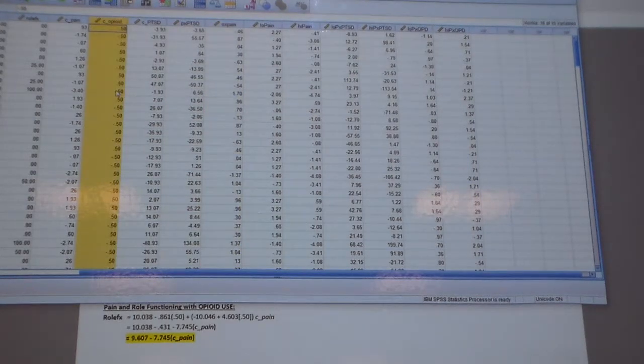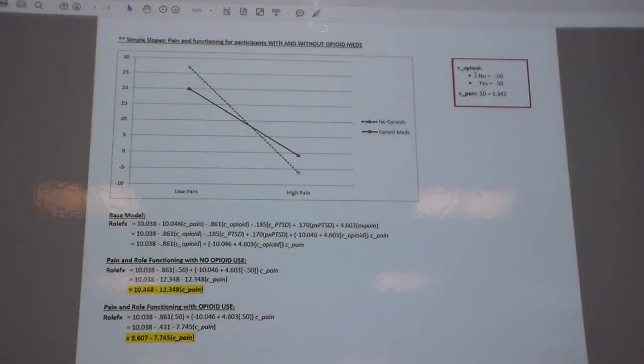Here, and again, because I've got a balanced design, negative 0.5 is people who don't use opiates, 0.5 is people who do use opiates. And so what I'm going to do is now, instead of using standard deviation above and below, when I have a dichotomous moderator, I'm just going to plug in the values that correspond to people who are low and people who are high, okay?